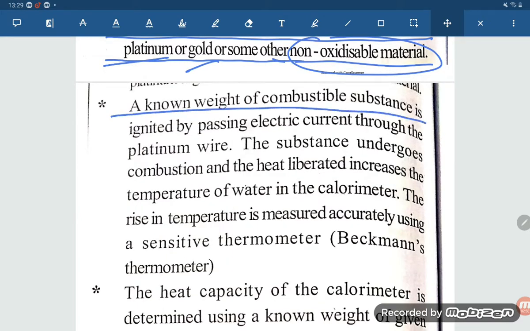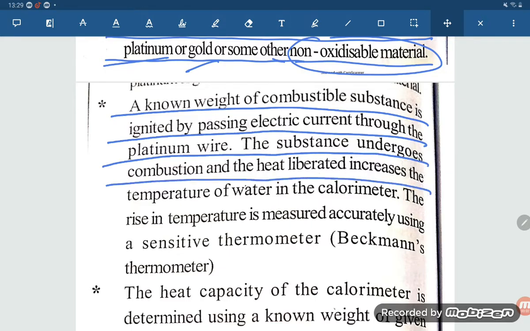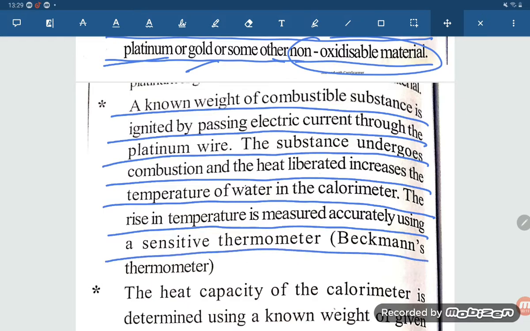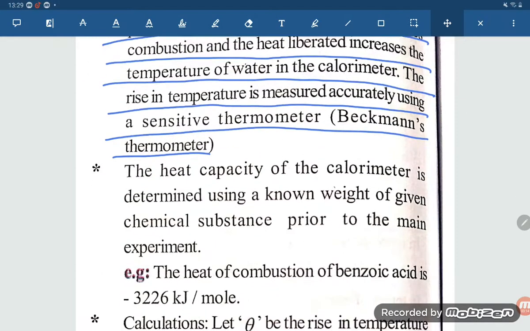A known weight of the combustible substance is ignited by passing an electric current through the platinum wire. The substance undergoes combustion and heat is liberated, which increases the temperature of the water in the calorimeter. The rise in temperature is measured accurately using a sensitive thermometer, that is the Beckmann thermometer. When electricity is passing through the wire, the combustion reaction takes place.